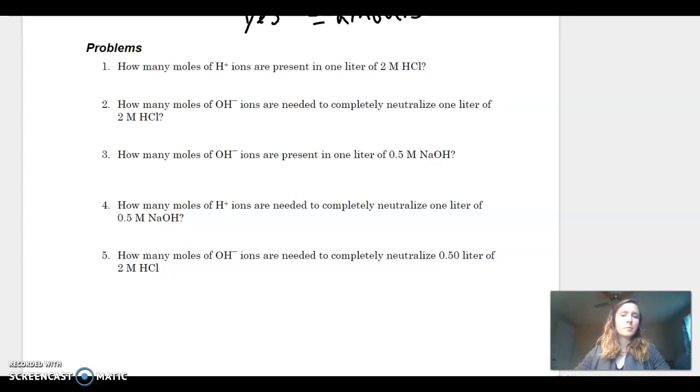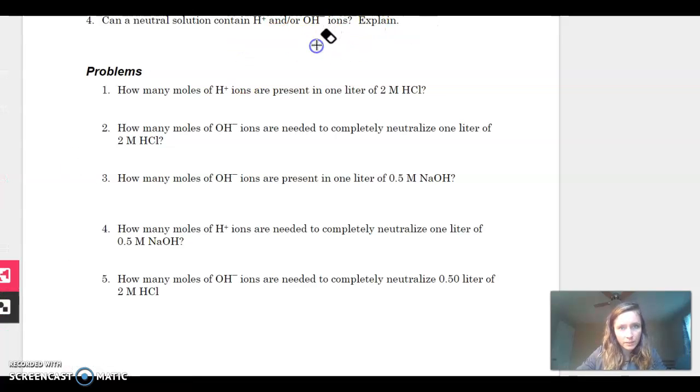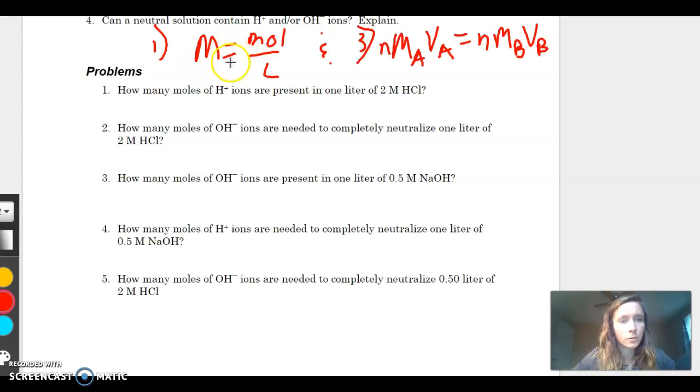And so I'll point that out when we work on the problem together. Okay, let's do it. So we did the first problem together, but we're going to just do it again. So again, we have two main equations, and I'll write them at the top of the screen. So our two main equations that we're using are M equals, or concentration equals moles over liters, and n, the number of moles of the acid, times concentration of acid, times volume of acid, equals n moles of base, times concentration of base, times volume of base.